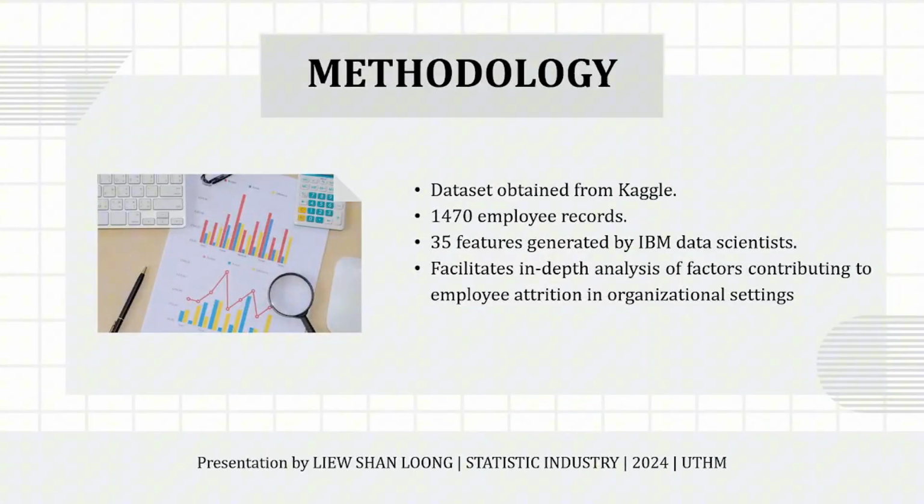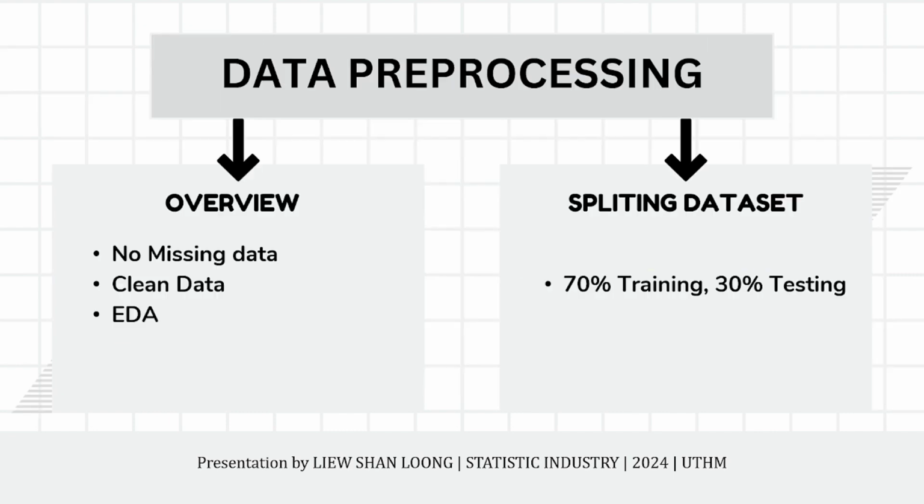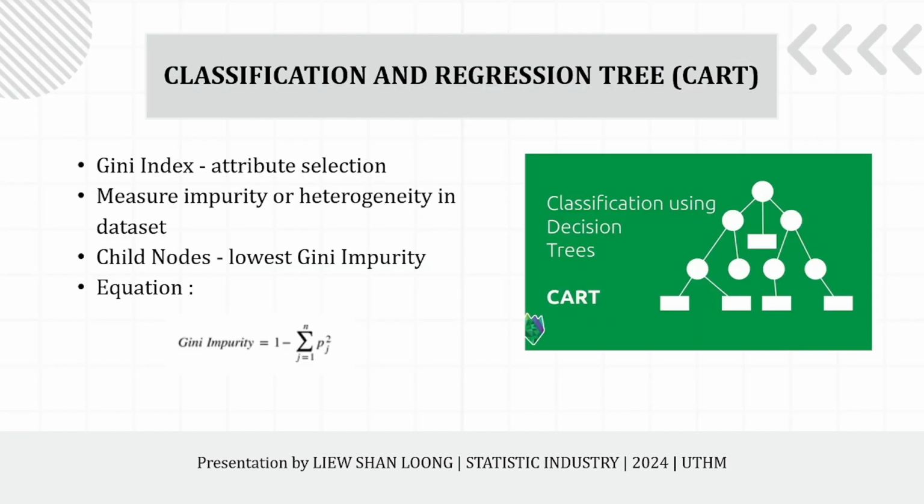So this is the methodology of our research. Our dataset obtained from Kaggle consists of 1,400 employee records, with features generated by IBM data scientists, and facilitates in-depth analysis of factors contributing to employee attrition in an organizational setting. Our data didn't contain missing values, so it is clean data and ready to use for EDA. And we set the dataset at 70% for training and 30% for testing. So this is the first method we use in our research, which is CRT.